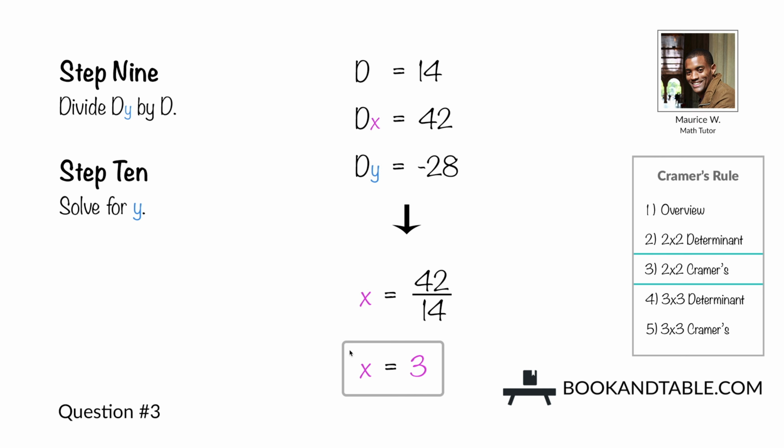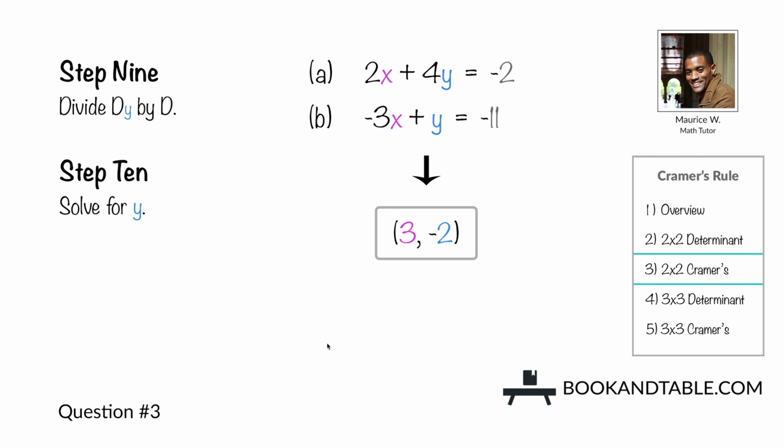And now step 9, divide dy by d, and this will give us the y coordinate. So y is equal to negative 28 divided by 14, which shows us that y is equal to negative 2. So now that we've found the x and the y, we see that the solution to this 2 by 2 system is the point where x is 3 and y is negative 2.